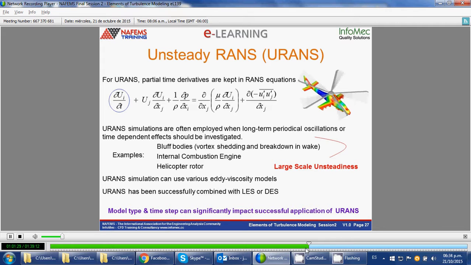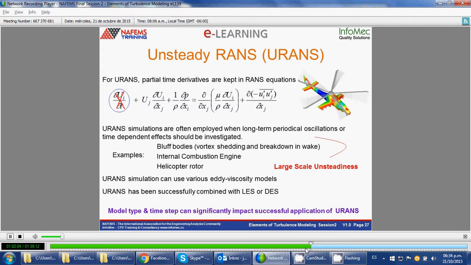So let's get started again, and we'll talk about unsteady RANS or URANS. So remember, when we did the averaging, one of the things that happened was because of averaging, this term dropped out. And the unsteadiness of turbulence went away. So we treat it as if, because it's time averaged, we're no longer dealing with unsteadiness.